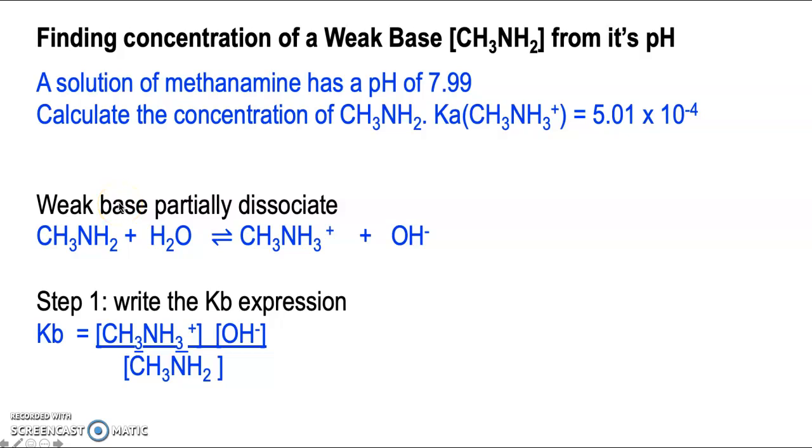So just to get ourselves settled in and started, I always start with the partial dissociation of the weak base. So this time the proton is going to be accepted on to the methenamine, which will produce your hydroxide ions. So the Kb expression will look like this. You'll get your methammonium ion and hydroxide divided by the methenamine.